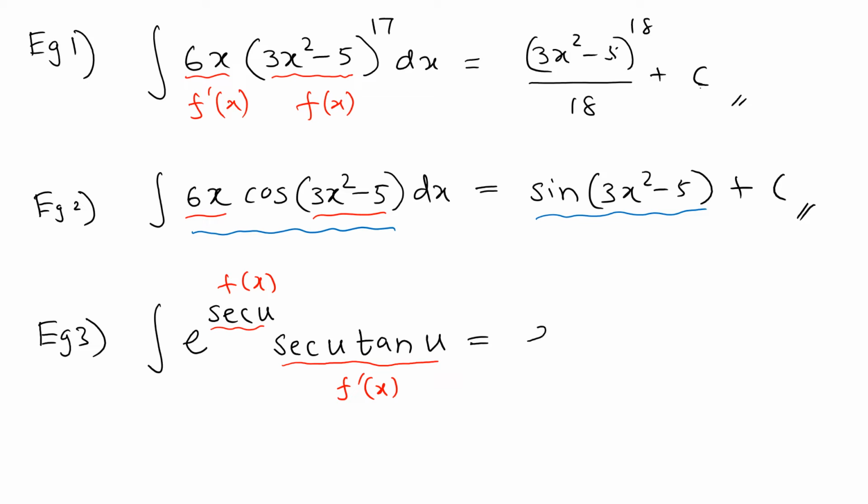So the answer is going to be simply e to the function, so e to the secant u plus c. So you can see you can get the answer really quickly if you know this trick. So let's go to the fourth one.